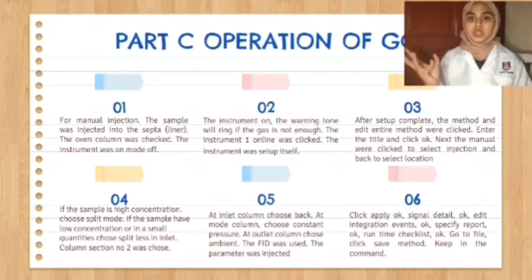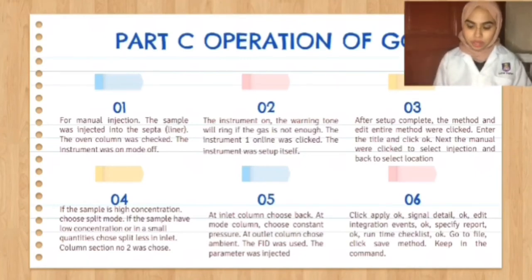Column section no. 2 was chosen. At inlet column, choose back. At mode column, choose constant pressure. At outlet column, choose ambient. The FID was used. The parameter was injected.